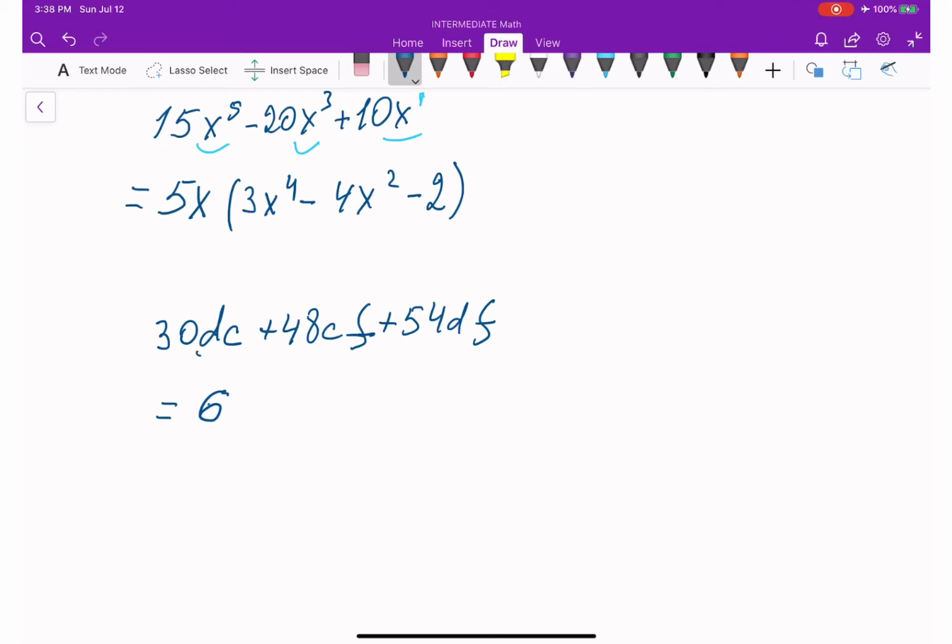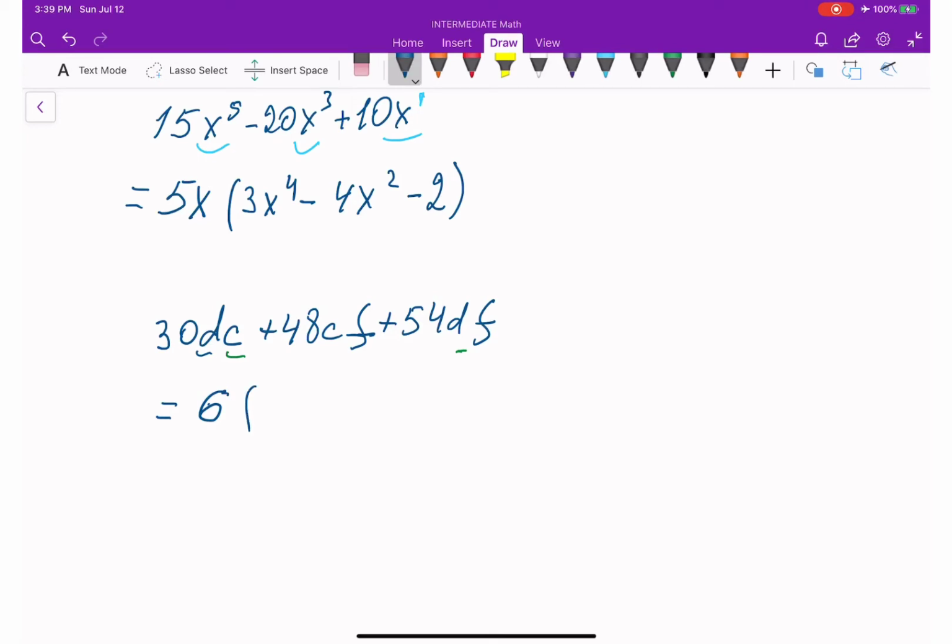So let me see. Here we have D, but 48 doesn't have D. Therefore, D is not going to be a common factor. Here we have C, but 54 doesn't have C, it's missing C here. So there is no letter variable that can become a common factor. Which means 6 is going to be the only common factor.